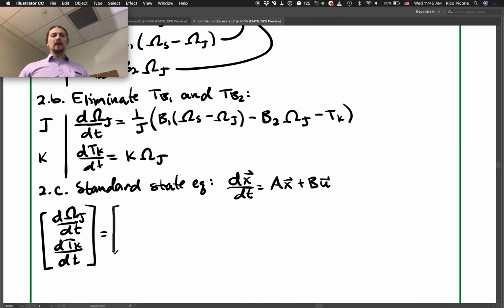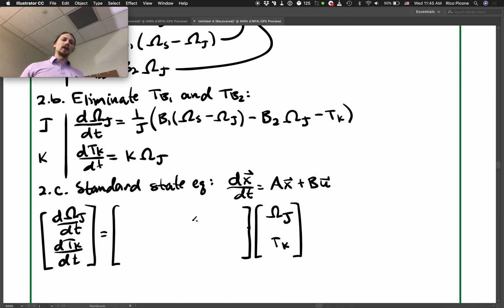equals the A matrix, which has to be a 2 by 2, right? It's a second order system. The state vector is a 2 vector, omega J, Tk. So it has to act on a 2 vector and return a 2 vector, so it must be a 2 by 2. Plus the C matrix, which has to return a 2 vector, but it has to multiply a 1 vector, the input vector u, which is just omega s.